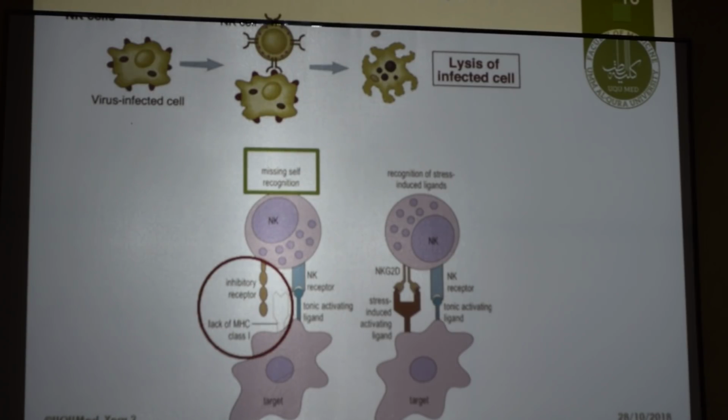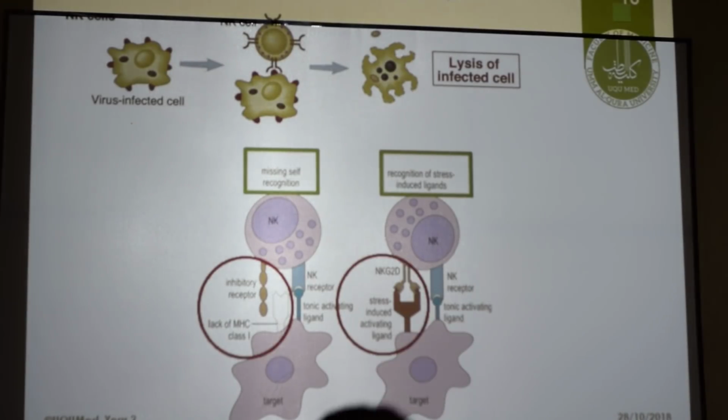The second way the natural killer cell recognizes a cell is because of stress. When there is a tumor in the cell, the cell will express strange kinds of receptors. We call them stress receptors. Those stress receptors will also activate the natural killer cells.